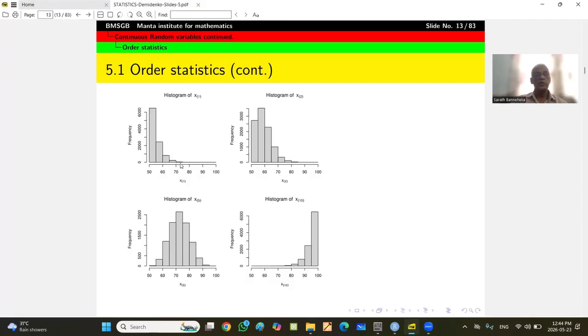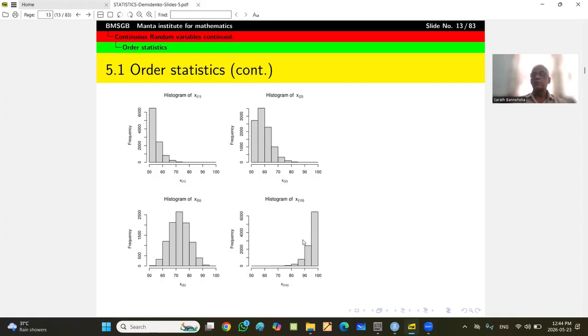Very rarely do we see values greater than that. The most probable values are between 50 and 55, and 55 to 60 is even less than half of this. The probability that the minimum order statistic is between 55 and 60 is less than half of the probability that it is between 50 and 55. Actually, this axis shows you the frequency, but if you divide these frequencies by 10,000, you will get the probability in this case.